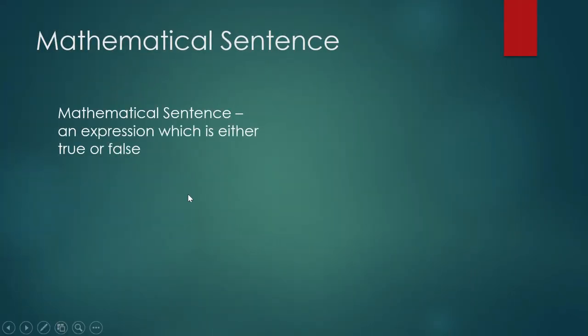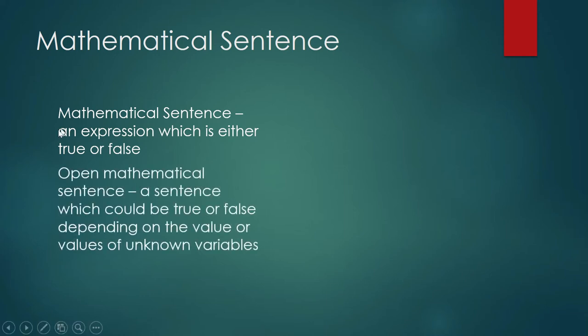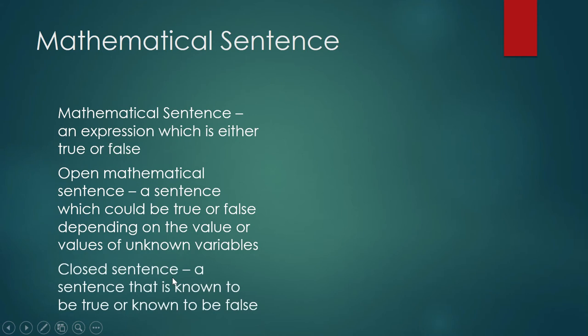Mathematical sentence. A math sentence is an expression which is either true or false. An open mathematical sentence is a sentence which could be true or false depending on the value or values of unknown variables. A closed sentence is a sentence that is known to be true or known to be false. Is this an open or closed sentence? Is that even a sentence? This one is not a sentence. It's not even a sentence. This is just a math expression.